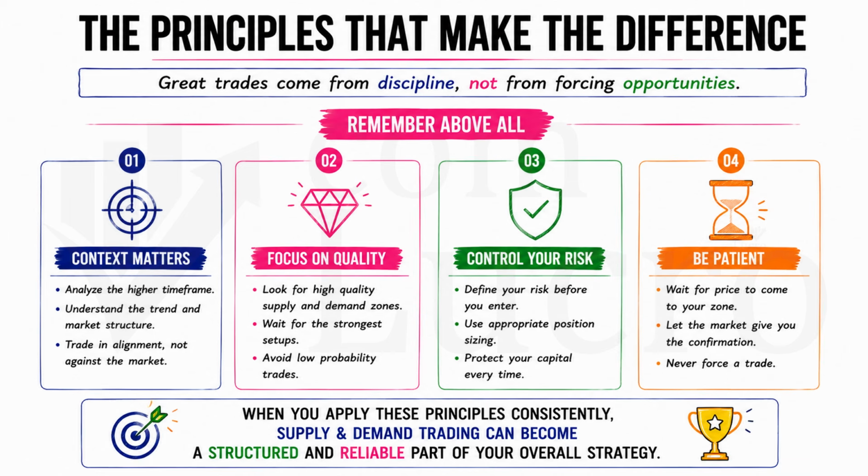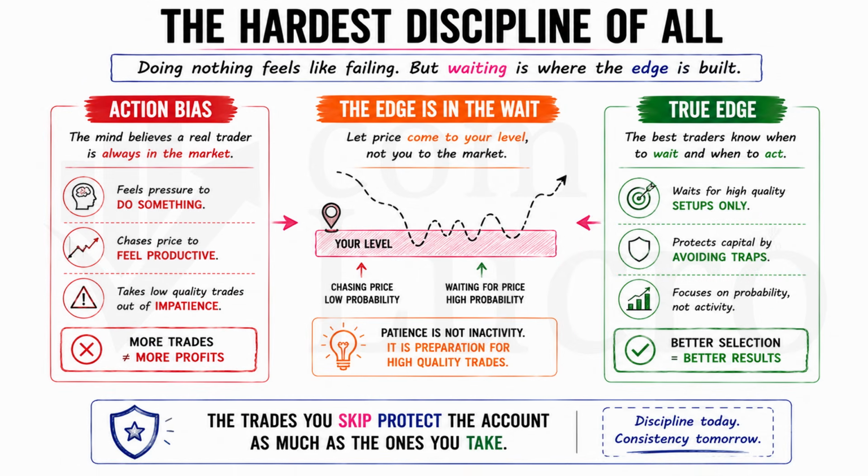And above all, remember that context and patience matter. Focus only on high-quality setups, control your risk carefully, and never force a trade. When you apply these principles consistently, supply and demand trading can become a structured and reliable part of your overall strategy. And this is the hardest discipline of all, because doing nothing feels like failing. Action bias insists that a real trader is always in a position, always doing something. But the edge here is built in the waiting, letting price come to your level instead of chasing it to feel productive. The trades you skip protect the account as much as the ones you take.